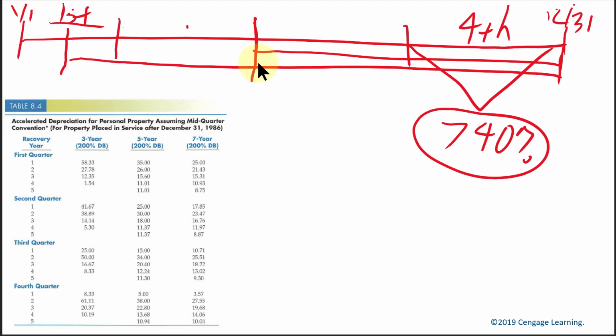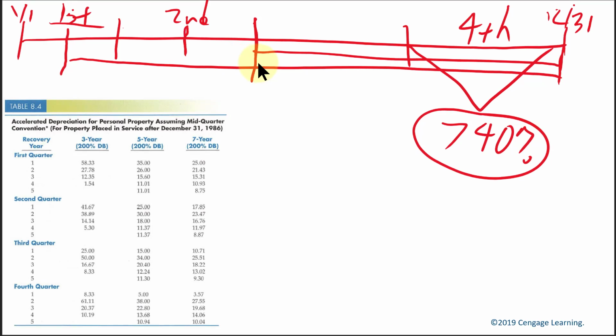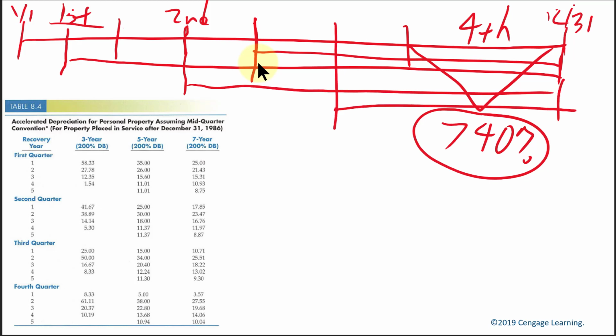And then anything bought here in the second quarter, you assume it's bought in the middle of the quarter, because I think it's May 15th. And you depreciate it to the end of the year. Likewise, third quarter to the end of the year.